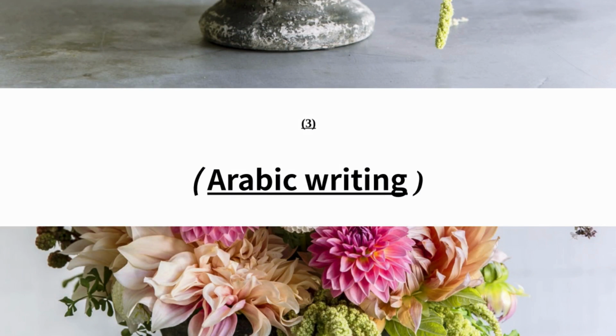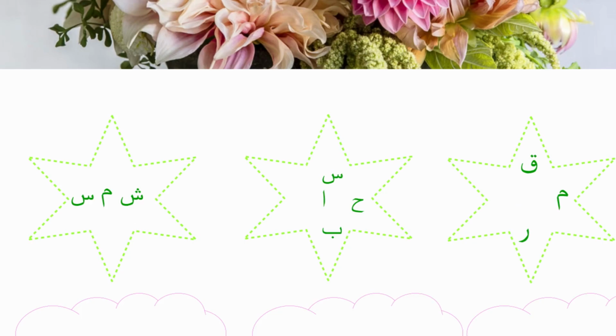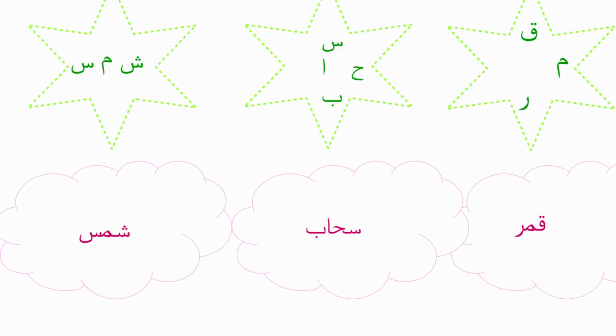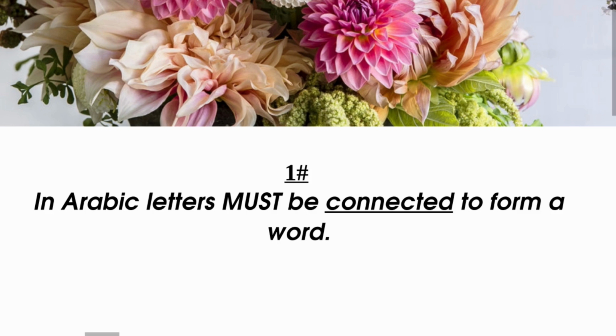We are going to learn what we need to write Arabic. Let's begin. In every star, as you see, there is a group of separated letters. In every cloud, there is the same group of letters, but as you see, they are connected. In Arabic, letters aren't considered a word unless they are connected. This is the first rule. It doesn't matter if they are on the same line or not, they still must be connected to form a word.